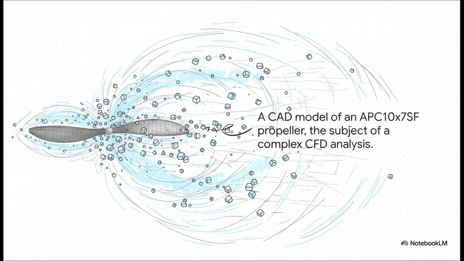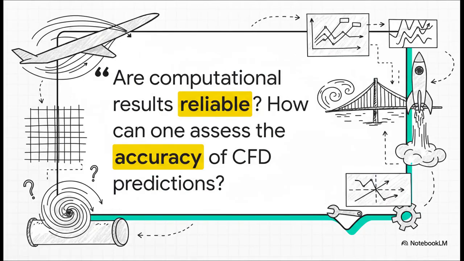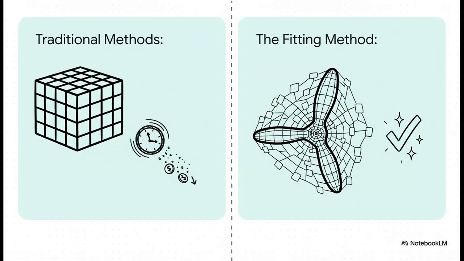It's intense. And this brings us right to the heart of the problem. It's the question that every researcher in this field has to ask. If I run a simulation and get an answer, how do I know it's the right answer? How can I be sure that my digital test is going to match what happens in the real world? Well, the old school methods for checking your work were often really rigid and super time-consuming. But there's a newer approach called the fitting method that's a real game changer. It's designed to handle the messy, complex shapes of real-world parts, like that propeller. It gives you a reliable answer without the insane cost of running simulation after simulation on finer and finer grids.